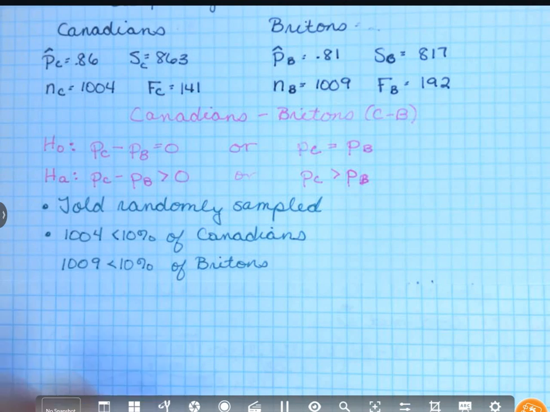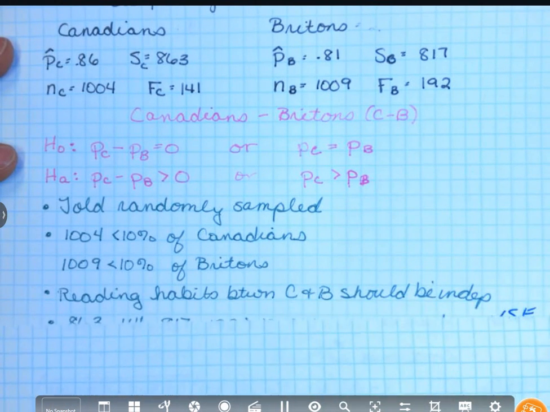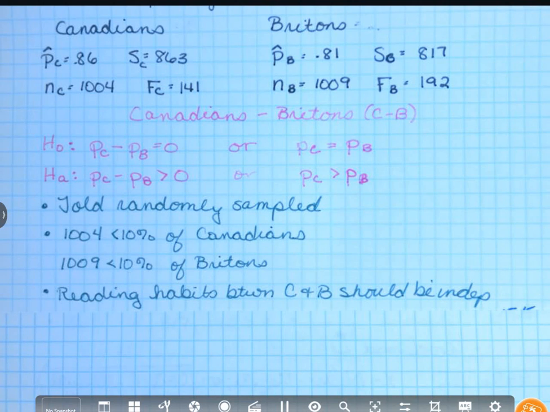Now, along with this independence idea, we talk about independence within my groups, but what haven't I done between the groups? With this one, we didn't randomly assign people to the Britain or Canadian group. You can't. Because I can't randomly assign somebody to be British or to be Canadian, we have to say that the reading habits are independent.